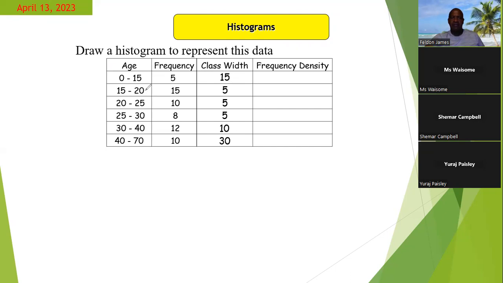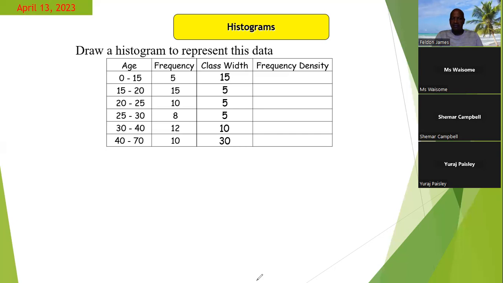This one starts at 15, ends at 20. So to find the width of the class, you simply find the difference between the two limits. So you take away 0 from 15 and get 15. Take away 15 from 20, you get 5. Take away 20 from 25, you get 5. 25 from 30, you get 5. 30 from 40, you get 10. And 40 from 70, you get 30. So those are the class widths based on these classes.